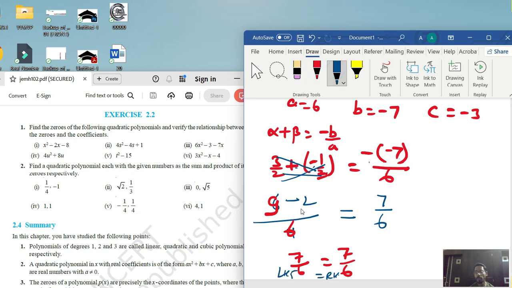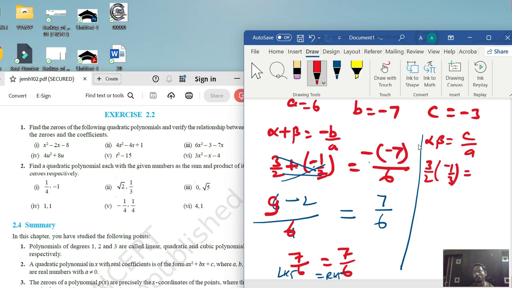LHS equal to RHS. Now we'll do the same thing for product also, that is alpha into beta equal to C by A. What is the value of alpha? That is 3 by 2. What is the value of beta? That is minus 1 by 3, equal to, what is the value of C? Minus 3 by 6. If you will see here, we can cancel 3. So we can write minus 1 by 2. Here also we can divide it by 3. 1 by 2. So we can say minus 1 by 2. Again LHS equal to RHS. So hence verified.